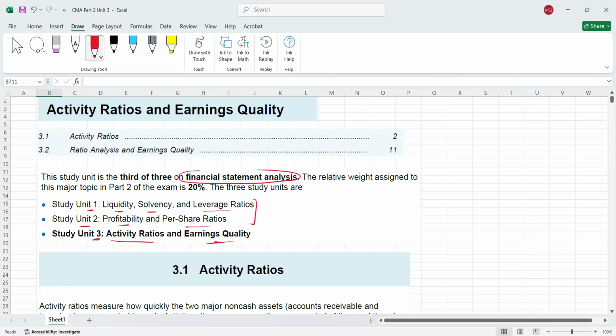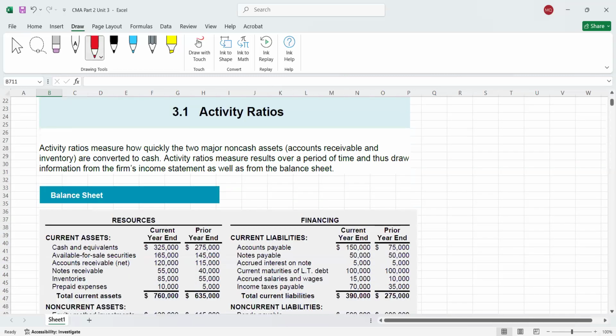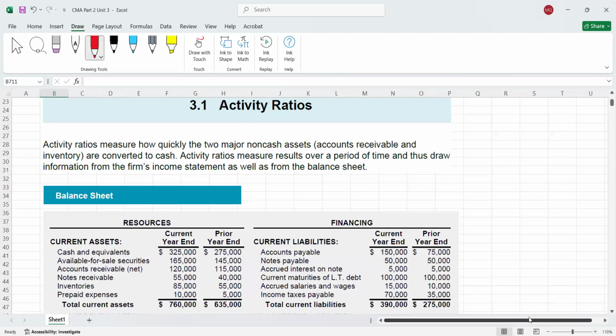So we got two main topics. First, we got activity ratios 3.1, and then we got another topic which is about ratio analysis and earning quality. This is more about theory. But the first, 3.1, is more about ratios and calculation. So here we go. First 3.1 we are starting. So we are going to discuss activity ratios, okay?